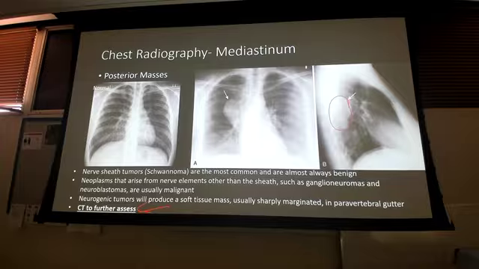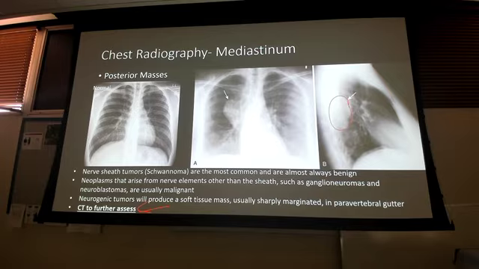So if we know that posterior masses, we look at it over the spine here, we know they're neurogenic tumors, typically, that's usually what they are, then what other area in the thorax do you think we might find these things if they're neurogenic tumors?